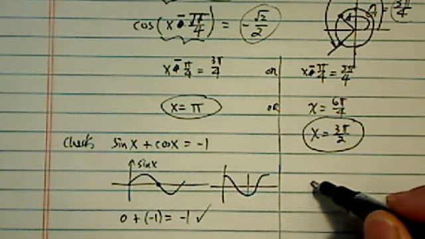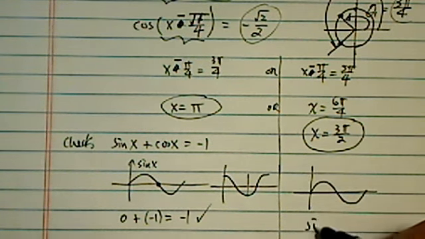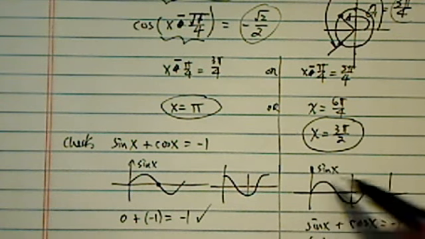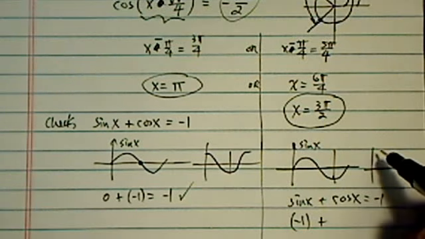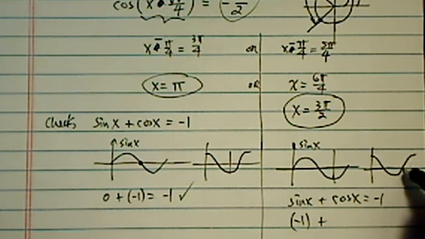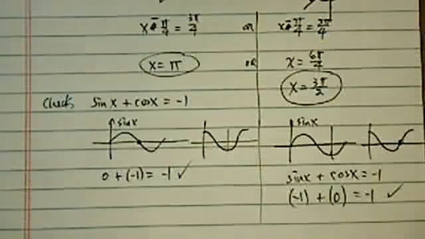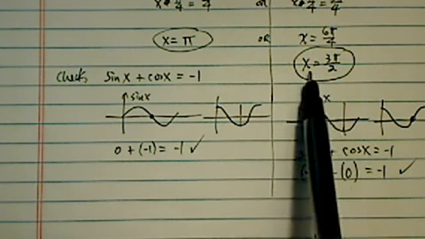Let's see what happens over here. Here's my sine curve. So sine x plus cosine of x, let's see if it equals minus 1. At 3 pi over 2, I have minus 1 plus cosine. Cosine over here, a little squeezed for space, looks like that, and I have a 0 here. Very convenient. Once again, that's a check as well. So as you can see, the answer is x equals pi and x equals 3 pi over 2.